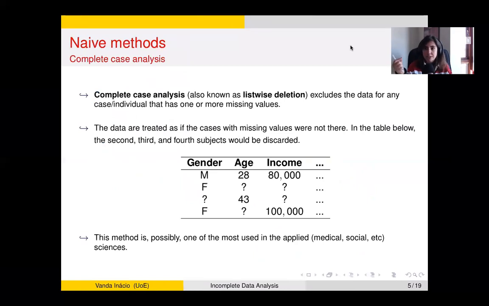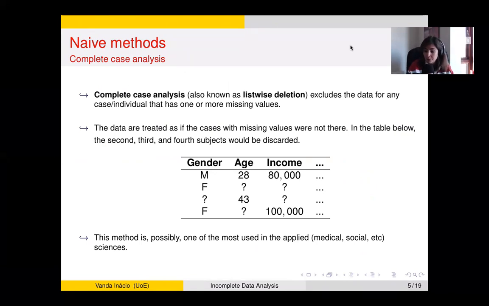And okay, let us start. Complete case analysis. We have already talked about this approach in the past weeks, and basically complete case analysis, also known in the literature as listwise deletion, excludes the data for any individual that has one or more missing values. So the data are treated as if the cases with missing values were simply not there.